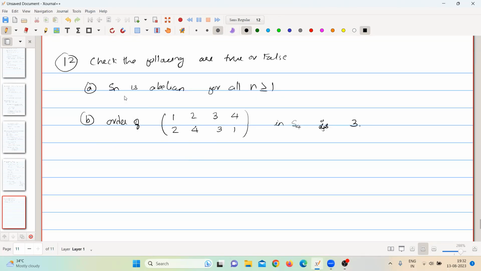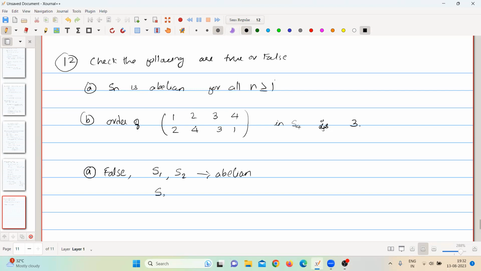So first of all, Sn is abelian for all n greater than or equal to 1. Is this statement true or false? It is obviously false, ma'am. The composition law is not commutative. For example, you can start with S1 and S2. For S1 and S2, these are trivial cases, and here it will be abelian. You can check that later.